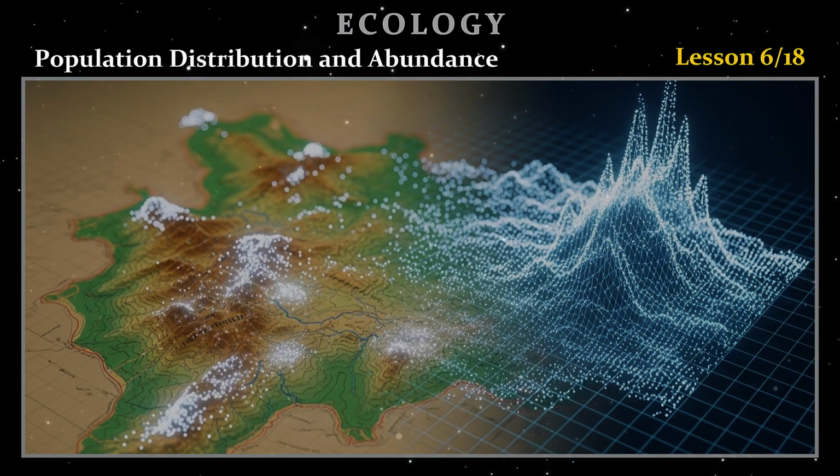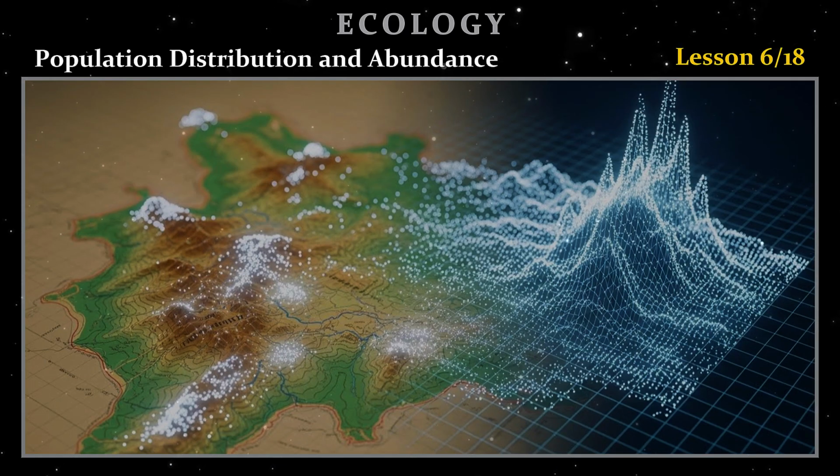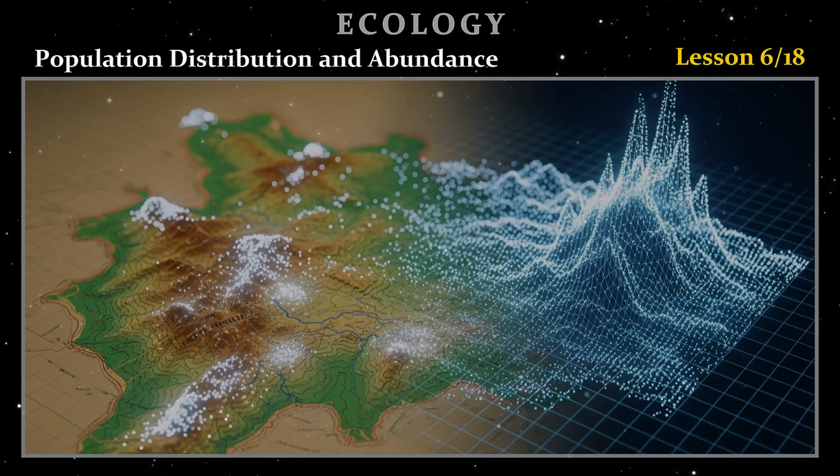We also define the geographic range. This is the total area a species occupies. Some ranges are tiny. The Devil's Hole pupfish lives in a single limestone cavern in Nevada. Its entire universe is the size of a living room. Other ranges are massive. The peregrine falcon is found on every continent except Antarctica.